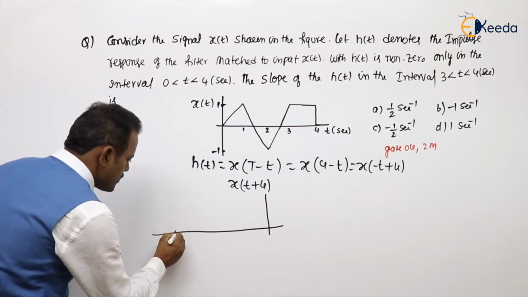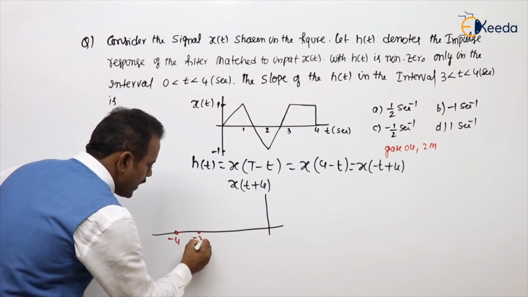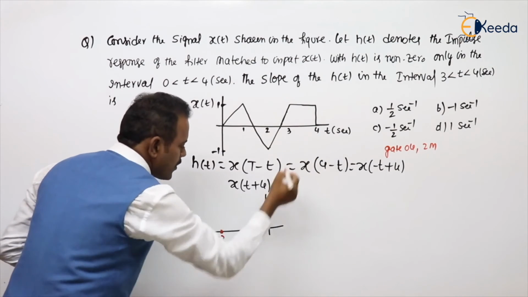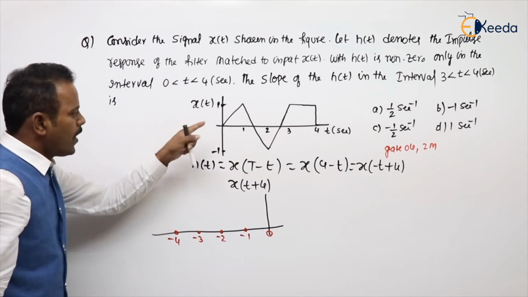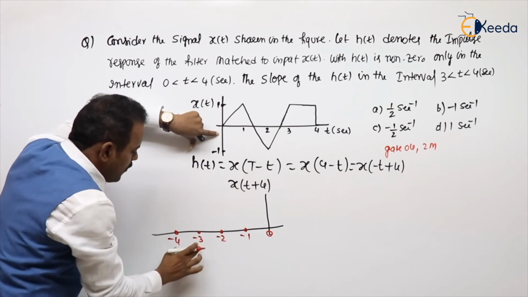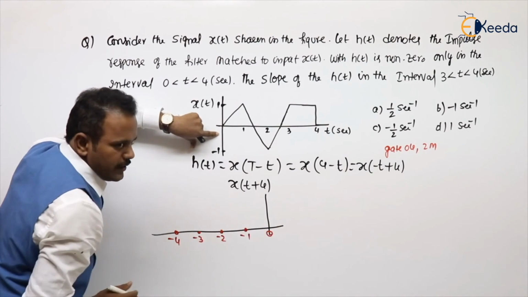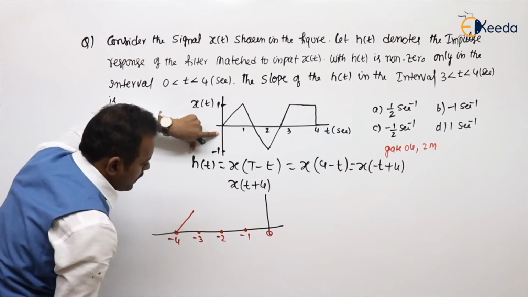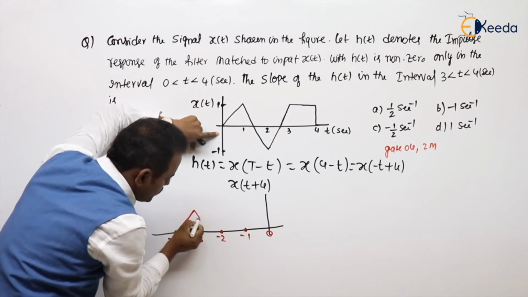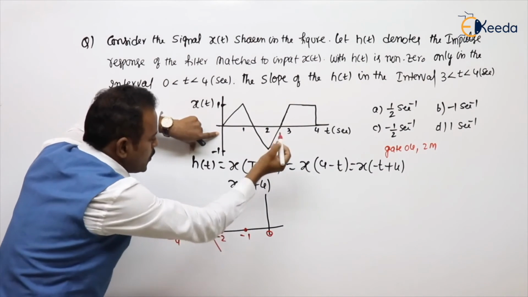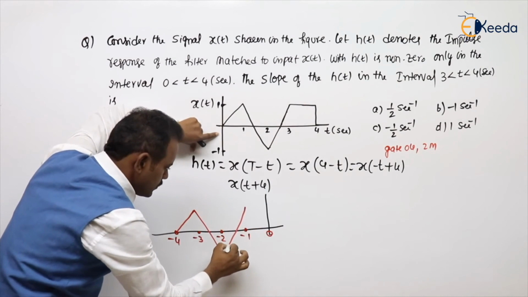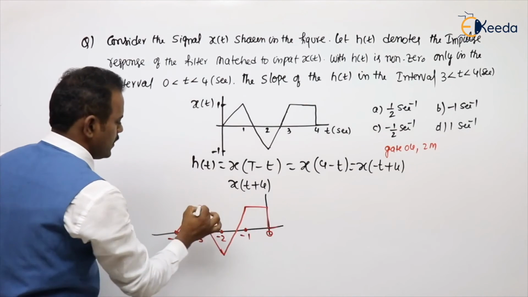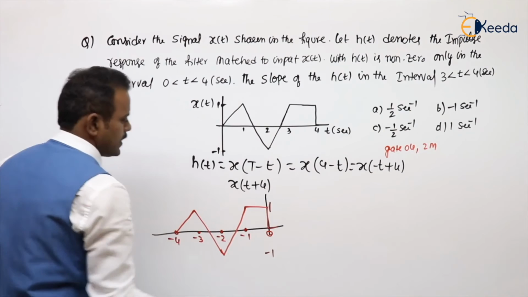Subtract 4 from all the t values. 0 minus 4 is minus 4. 1 minus 4, minus 3. 2 minus 4, minus 2. 3 minus 4, minus 1. 4 minus 4, 0. The same shape is preserved: what was from 0 to 1 will now be at minus 4 to minus 3, and so on. Next 1 to 2, next 2 to 3, next 3 to 4, the same thing will be preserved. The value 1 below will be minus 1.